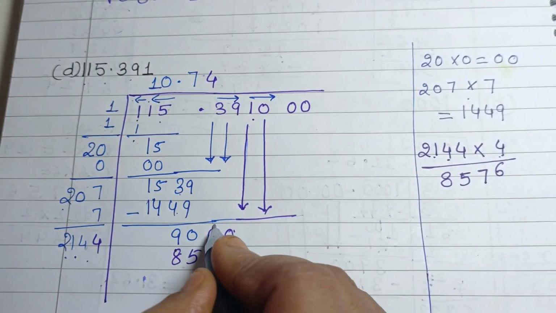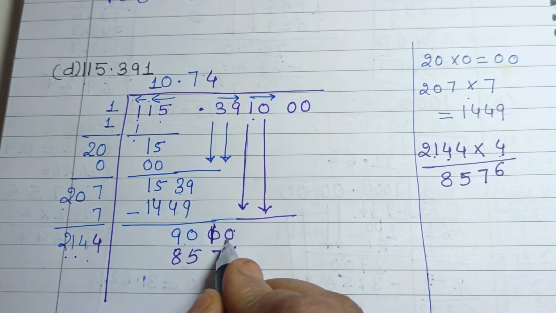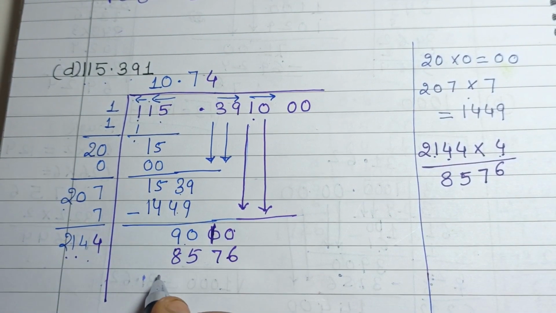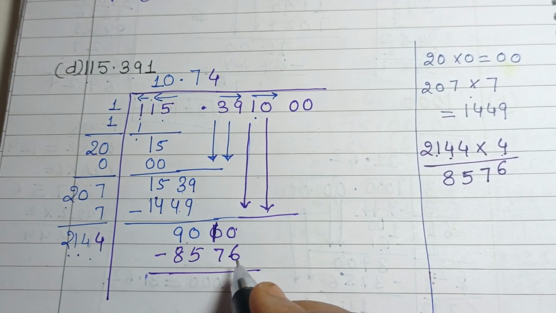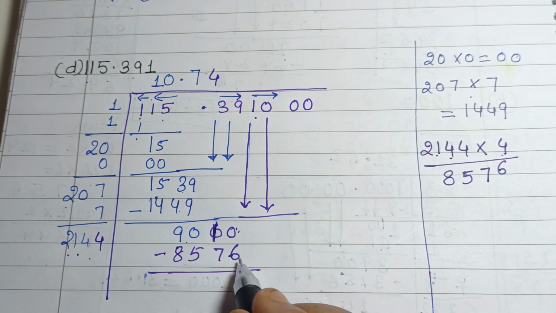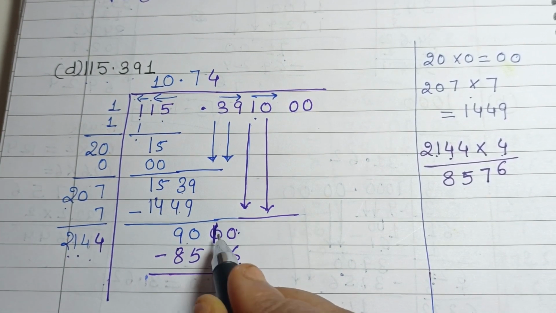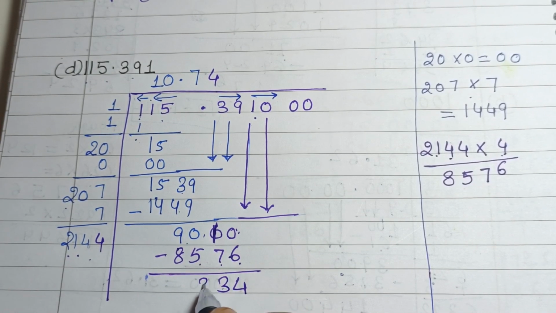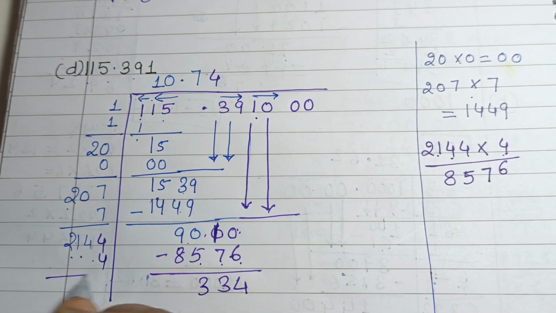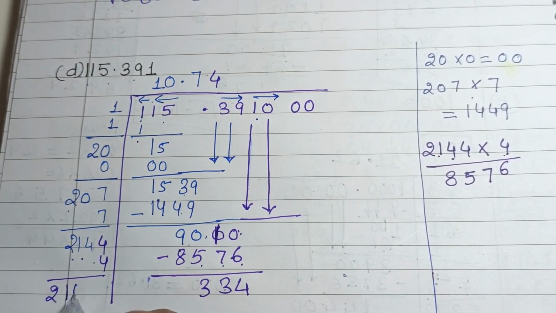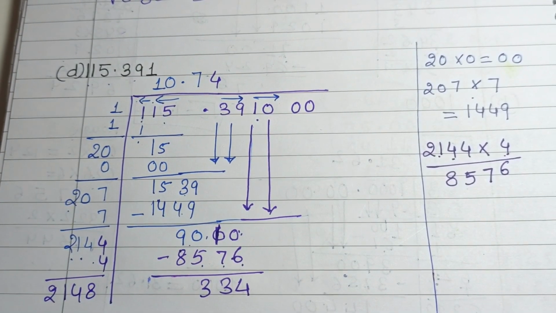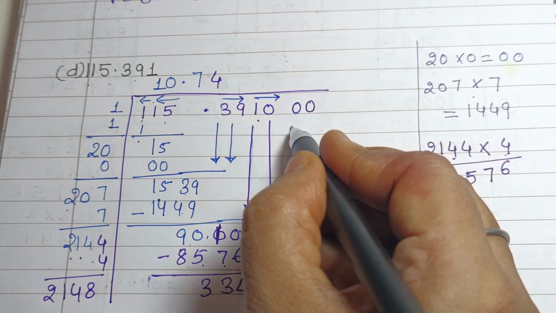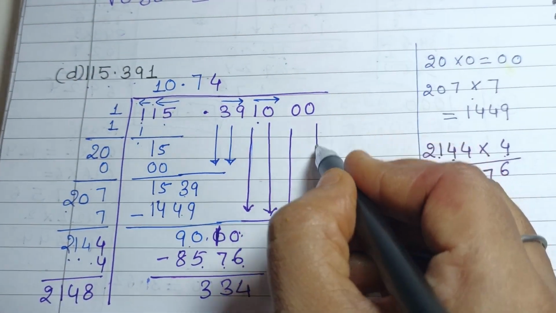Here we have copied the pair. This was 9010. Okay, make the correction here. Now 10 minus 6, 4. 10 minus 7, 3. 9 minus 5, 4. 4 will be added here. It will come 2144 plus 4, 2148. Right? Now I need to copy down the next pair.